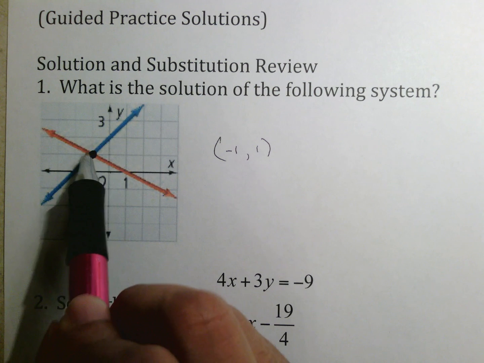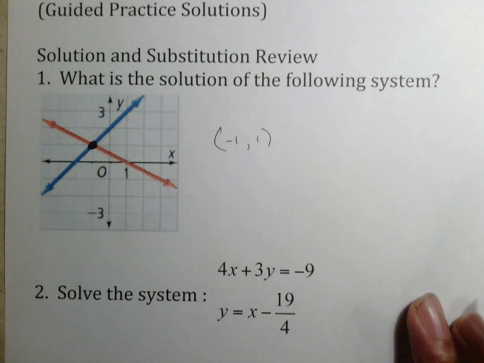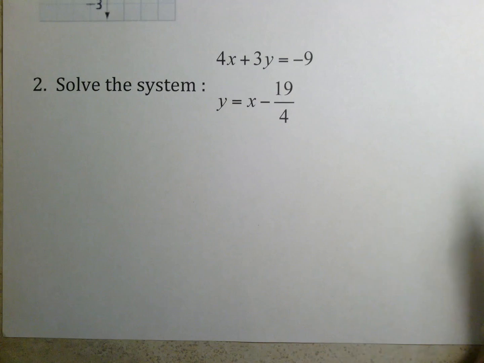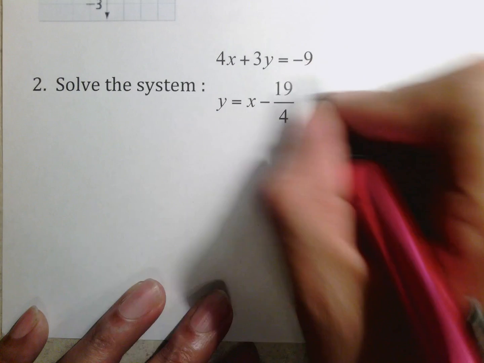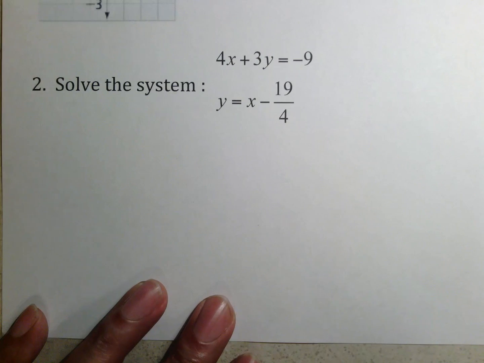whenever it's just lines, the solution is where the two lines cross. I need you to remember that and keep that in mind. You also have a problem like 2 that you will be seeing on next week's test, so you might want to make sure you pay attention to that. When we saw this, we had two options of substitution and elimination.